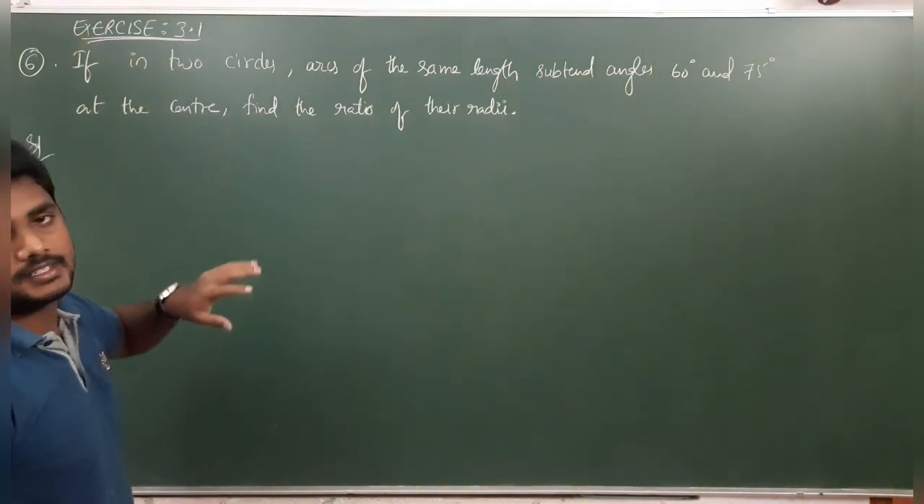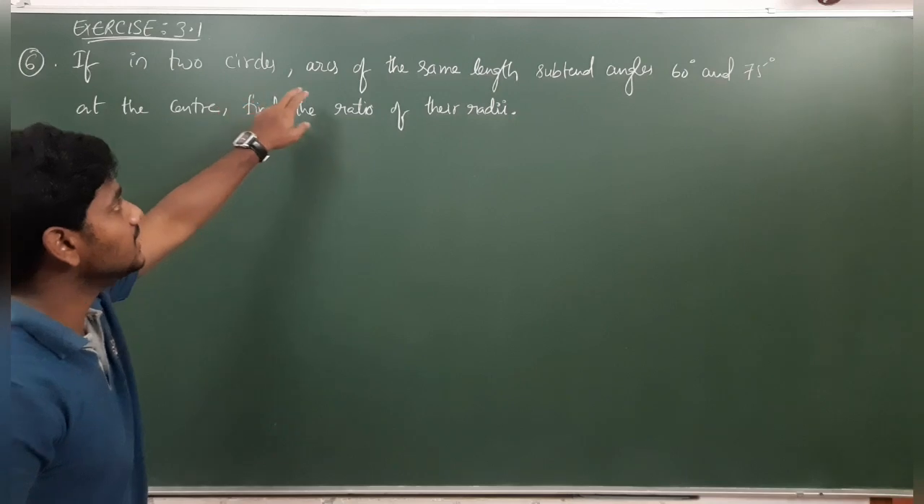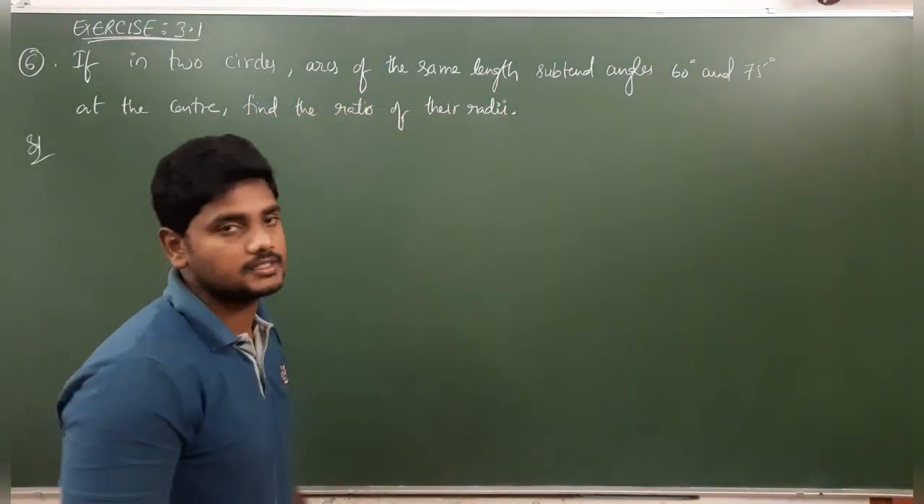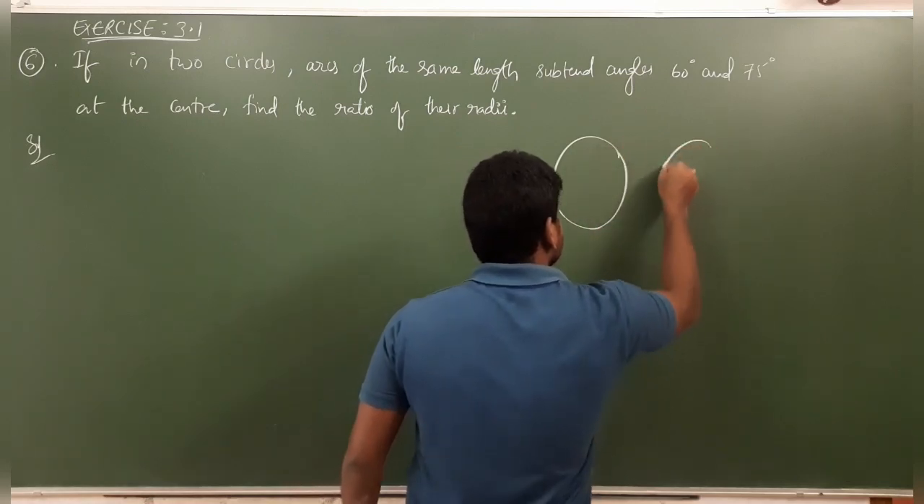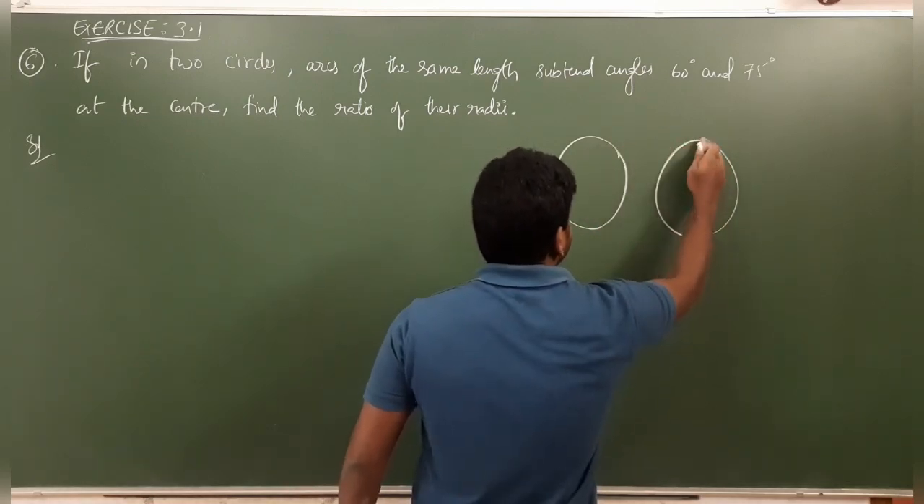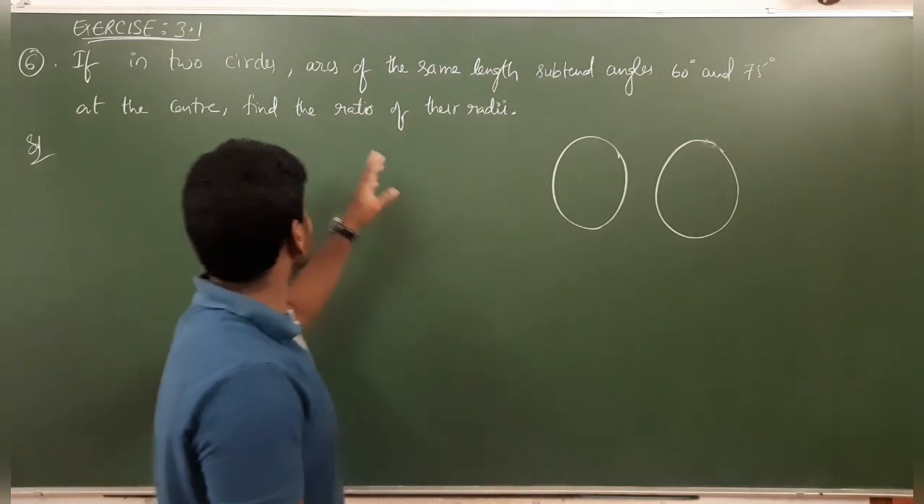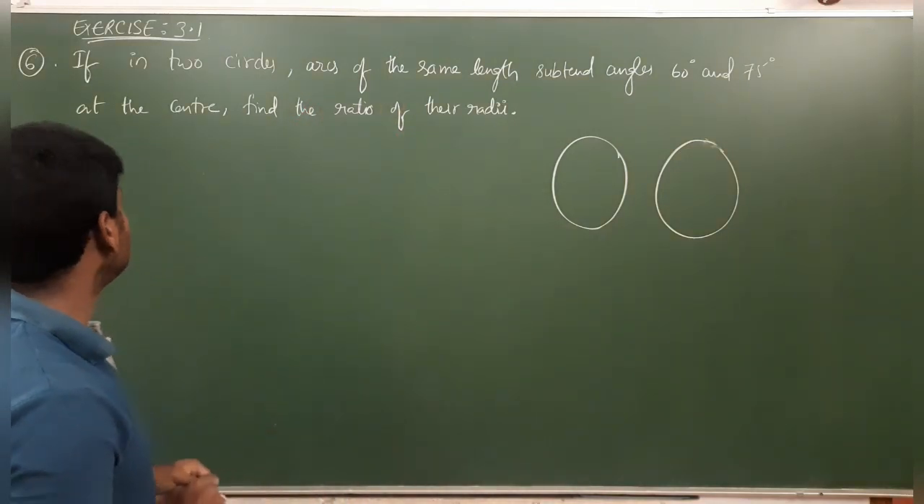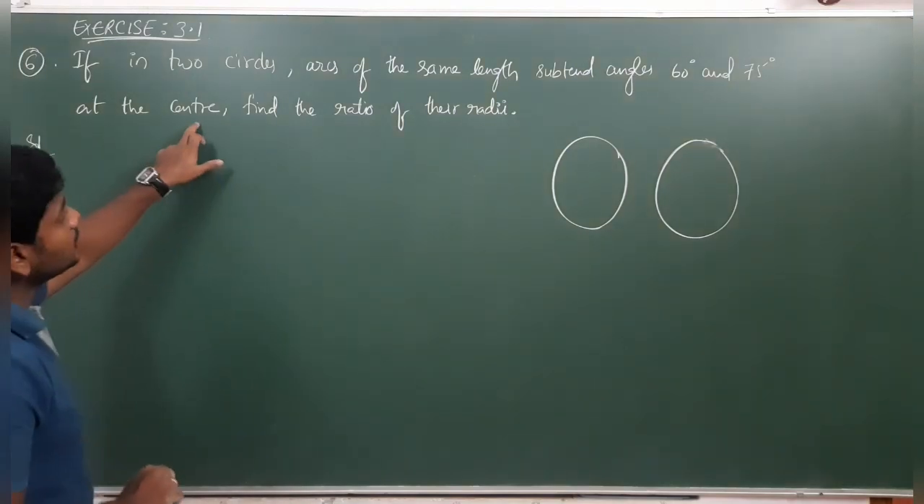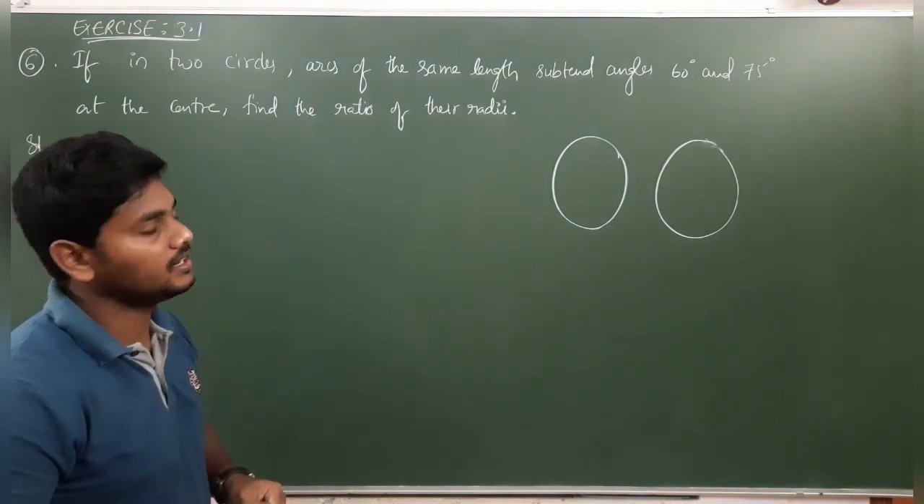If in two circles, arcs of the same length subtend angles 60 degrees and 75 degrees at the center of the circle, find the ratio of their radii.